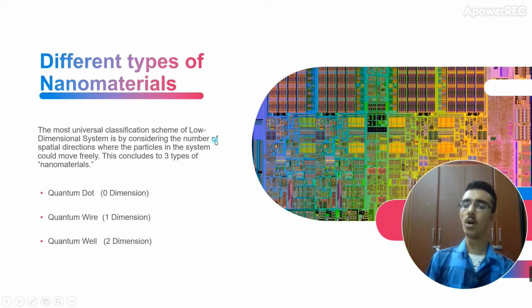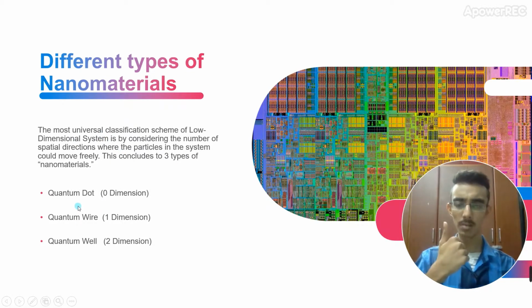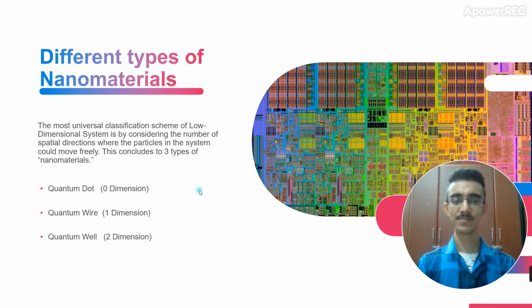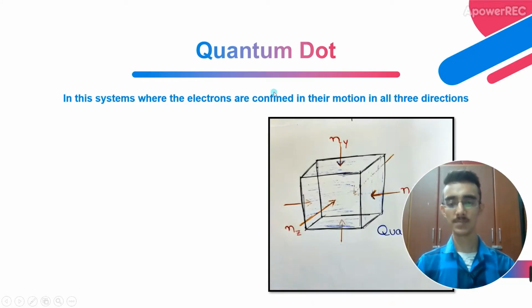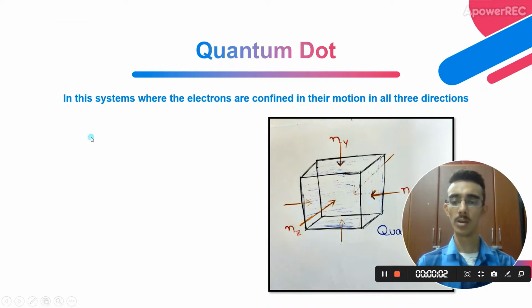Now that we know how small a nanomaterial is, let us see the different types of nanomaterials. Conventionally we have a low dimension system which consists of 3 types of nanomaterials, that is quantum dot, quantum wire and quantum well. That is 0 dimension, 1 dimension and 2 dimensions respectively. Let's see what a quantum dot is.